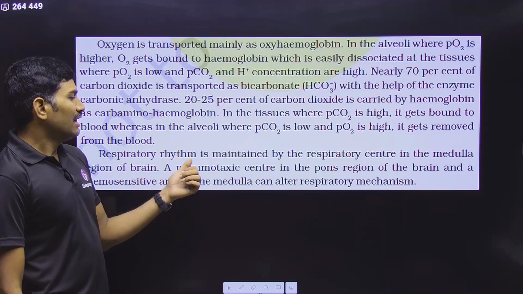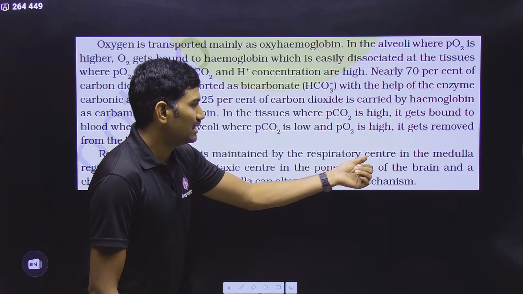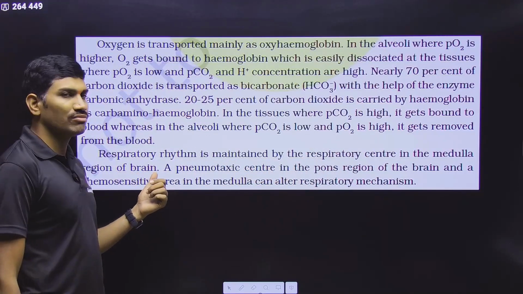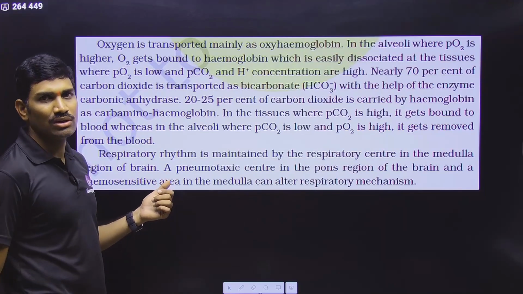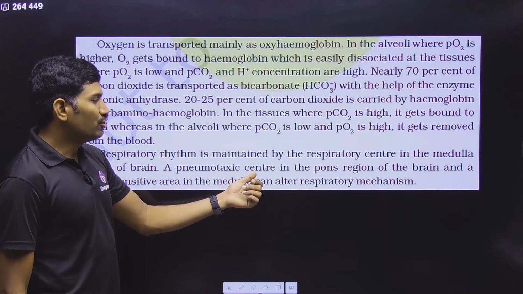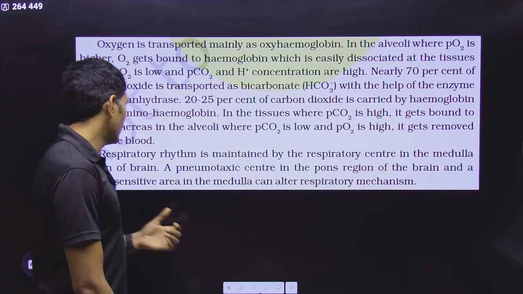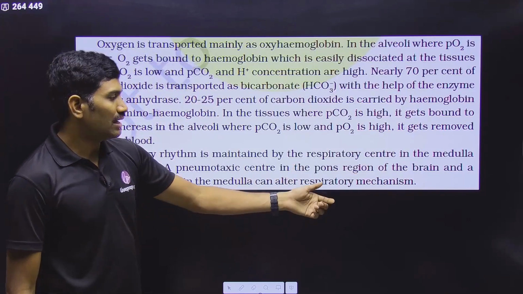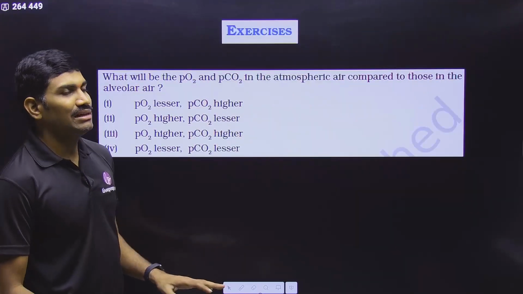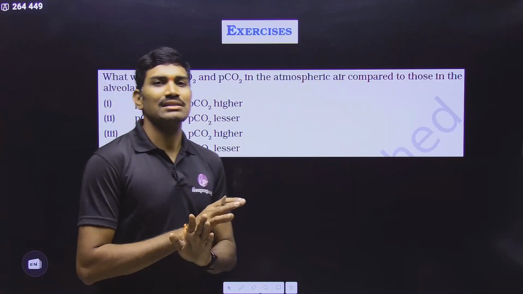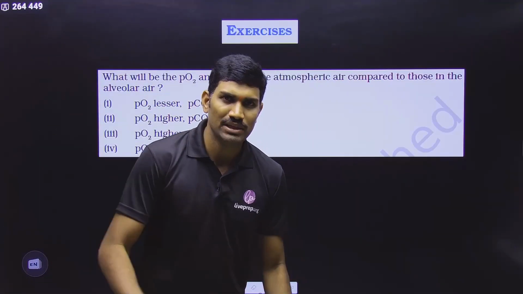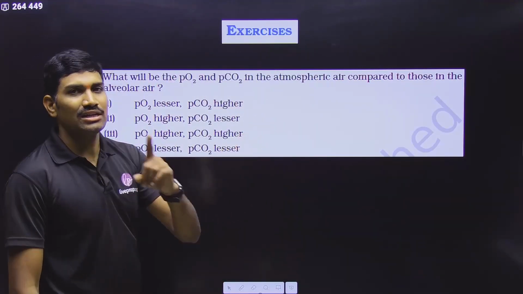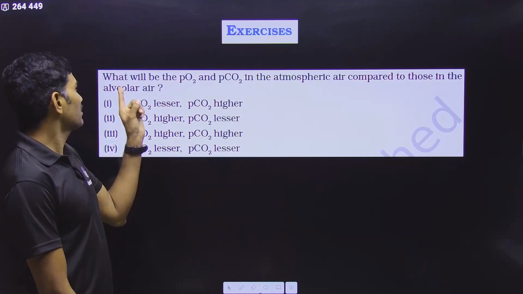Next one, respiratory rhythm is maintained by the respiratory center in the medulla region of the brain. This is the major one that controls the respiratory rhythm. A pneumotaxic center in the pons region of the brain and a chemosensitive area in the medulla are also helping in altering the respiratory mechanism. With this, the summary of this particular chapter is completed. Now, within the exercise, there is one MCQ, let us go through that one.